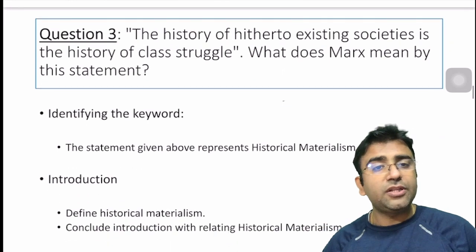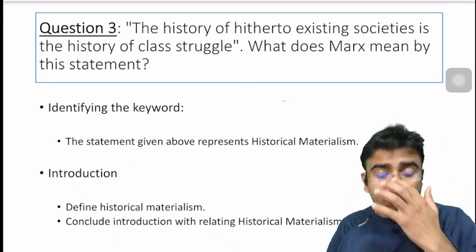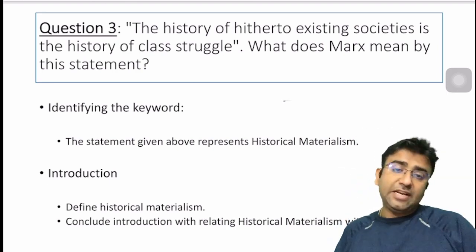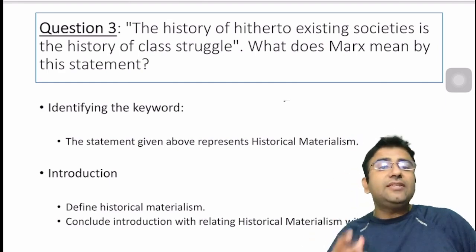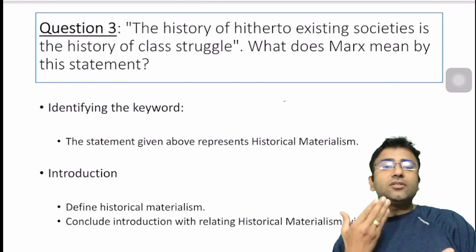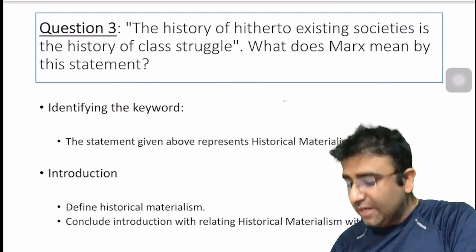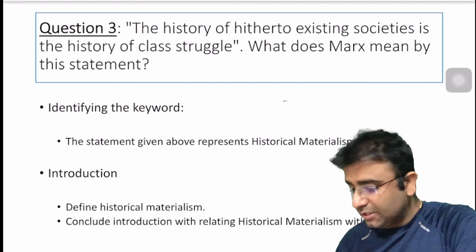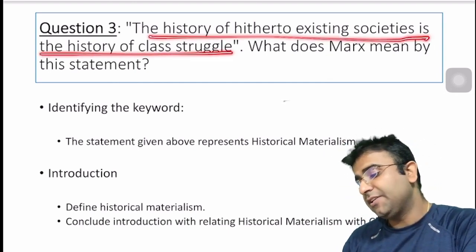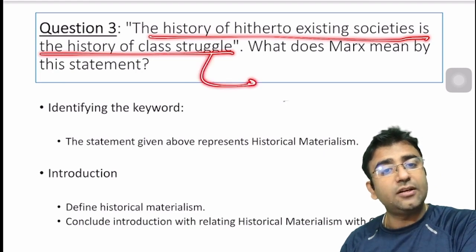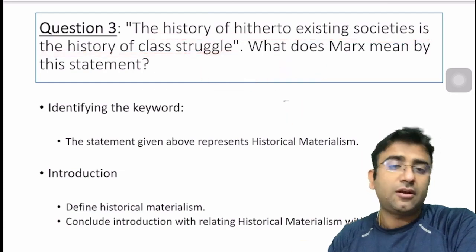Let's look at question number 3. The history of hitherto existing society, the societies that exist now, their history is the history of class struggle. What does Marx mean by this statement? Now we are very clear here that the keyword is nothing but the history of hitherto society is the history of class struggle. This is a statement from Historical Materialism given by Karl Marx.